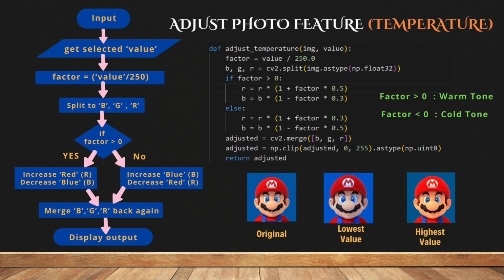Now let's go to the temperature. If we increase the value and add more red light, it creates a warmer look, and if we decrease the value and add more blue, it creates a cooler look. You can see this one, this one. This is more blue and this is more red. We can use this function to make a winter photo look colder by increasing the blue tone, or make a sunset photo warmer by increasing the red tone.